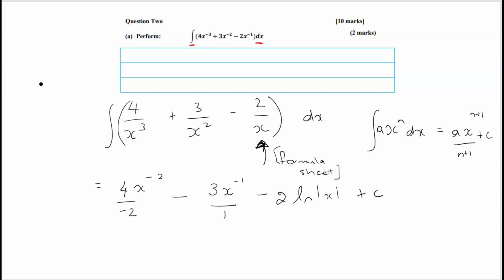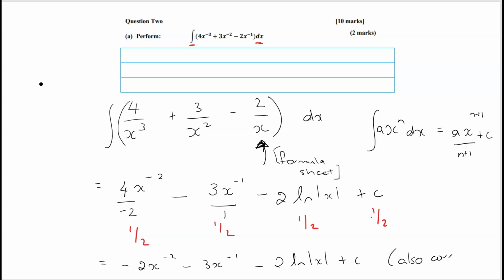And then there was half a mark, half a mark, half a mark, and half a mark. Now you could have gone further, and you could have left this as negative 2x to the negative 2 minus 3x to the negative 1 minus 2 natural log x plus c. That's also correct, but not necessary.